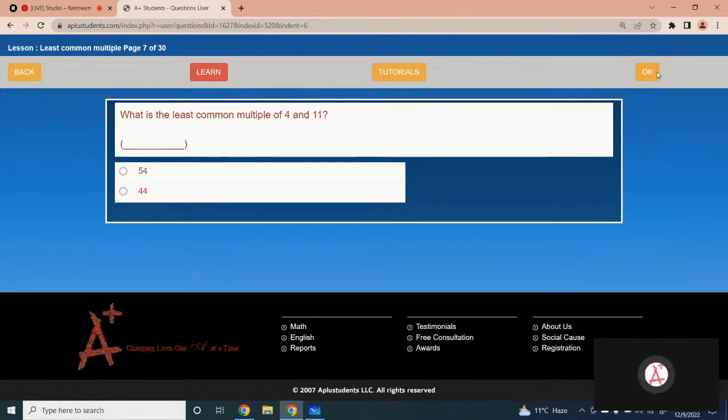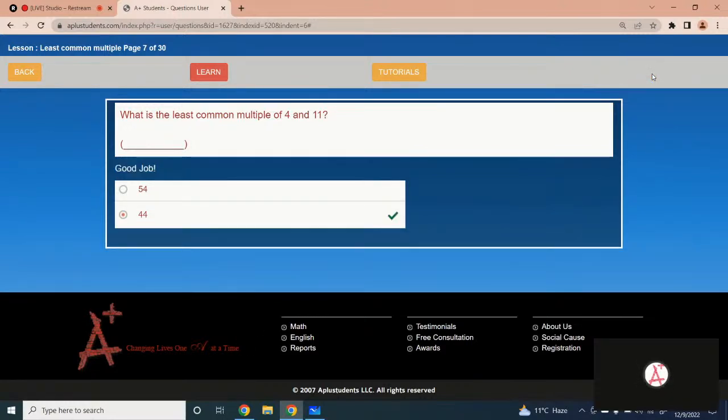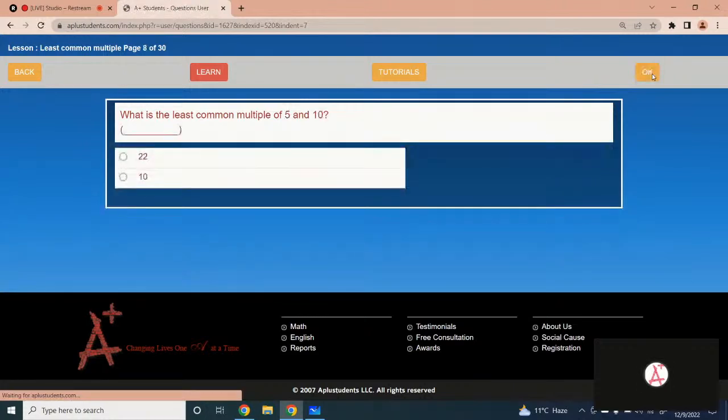Now for 4 and 11, you don't have anything common. Simply multiply both the numbers. So the LCM in this case is 44. Okay, you can complete the test by yourself later today.